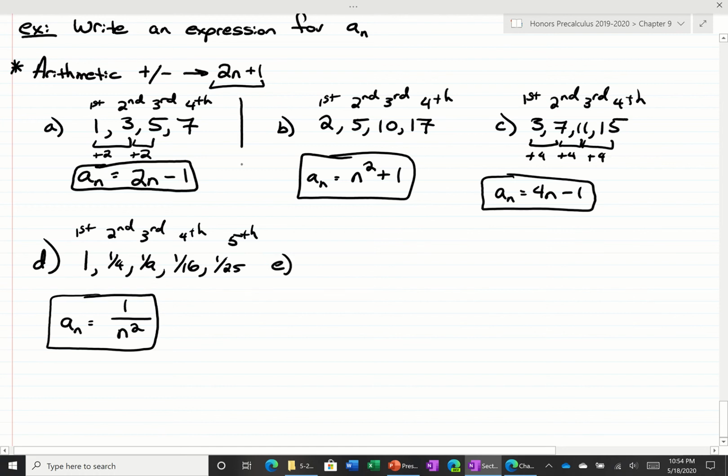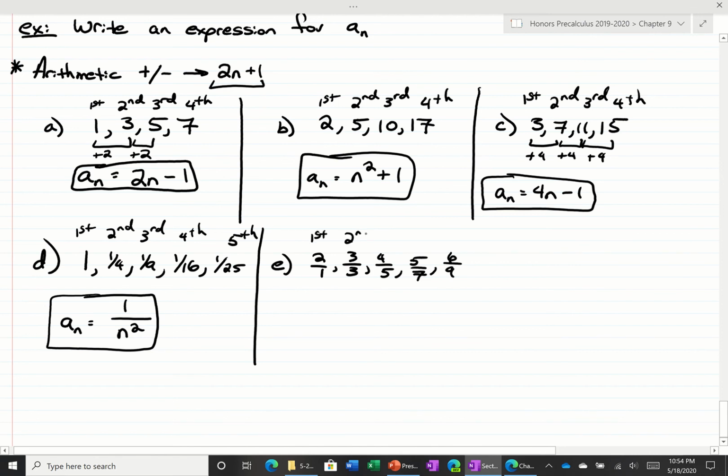E. We'll have 2 over 1, 3 over 3, 4 over 5, 5 over 7, and 6 over 9, for our first, second, third, fourth, and fifth terms.